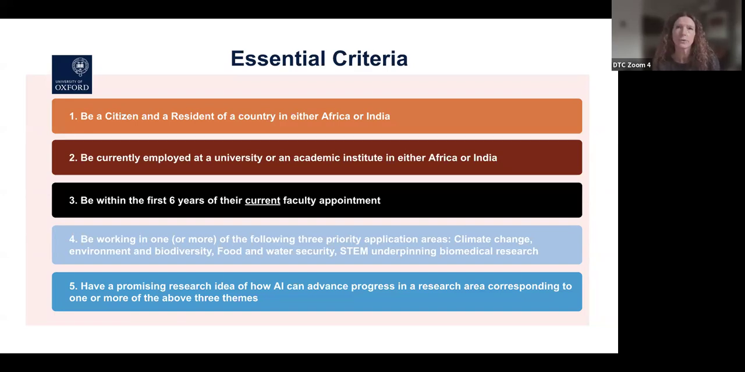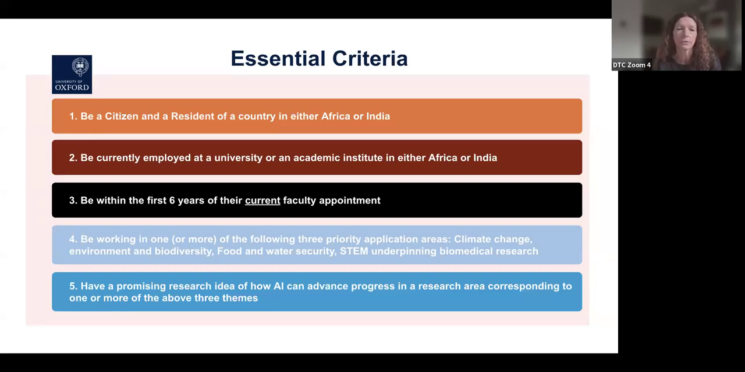And just to build on that, you can have been at your university or institution for 10 years, for example, but as long as you've been in your current appointment for less than 6 years, so let's say that you've been at your institution for 10 years, but you've been in your current appointment for 5 years, you can still apply.